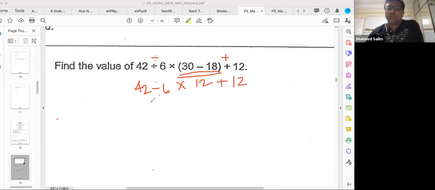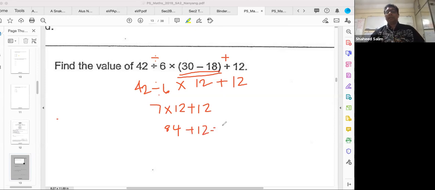And then which one you do first? You got divide and times. You must do the left one first. 42 divided by 6 gets 7. Then 7 times 12, you must do 7 times 12 first before you plus. 7 times 12 is 84. 84 plus 12 is 96. Well done. Okay, 96.